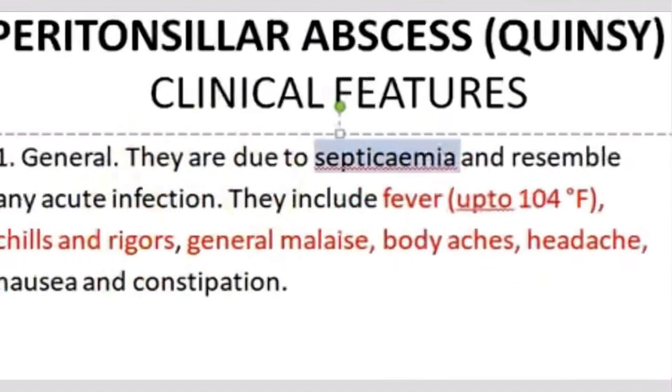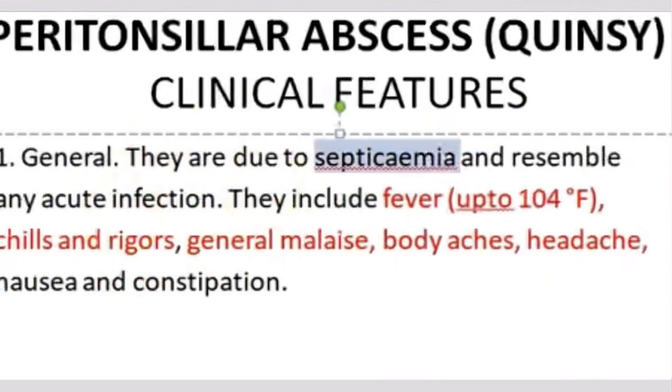What all do we get infected with? We get fever, chills and rigor, general malaise, body ache and headache. Nausea and constipation will also be there. So following any acute infection, the person will land up with fever, that is up to 104 degrees Celsius. In the same way, in peritonsillar abscess quinsy, it is an infection. So what's happening here, resembling any other acute infection, the person will suffer with fever which is up to 104 degrees Celsius, chills and rigor, general malaise, body aches, headache, nausea and constipation. These general symptoms will be found.